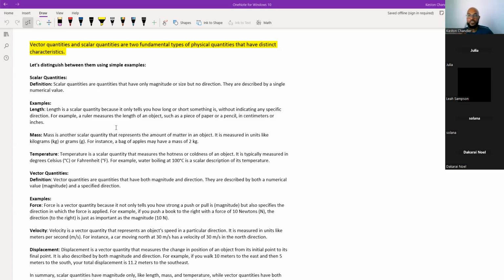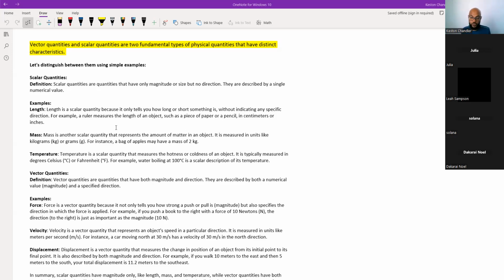Vector quantities, on the other hand, have both magnitude and direction. So force is an example of a vector quantity. Force has magnitude, which we would usually quote in newtons, and it tells us the direction. If I'm pushing a sandbag to the right, I could be applying a force of 30 newtons to the right. So we have both magnitude as well as direction.